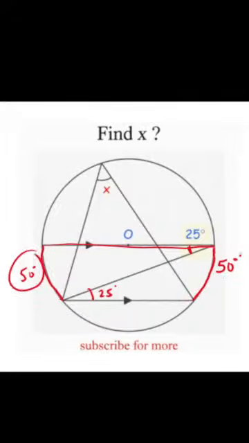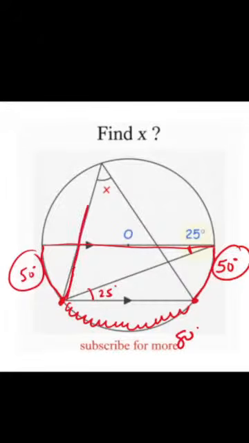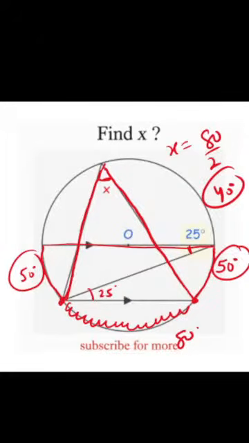So this is already 50. This is already 50. So this much part is going to be 80 only. And if this is 80, this x is subtended at the same arc but on the circumference. So x is going to be half of 80. Half of 80 is 80 by 2, which is 40 degrees.